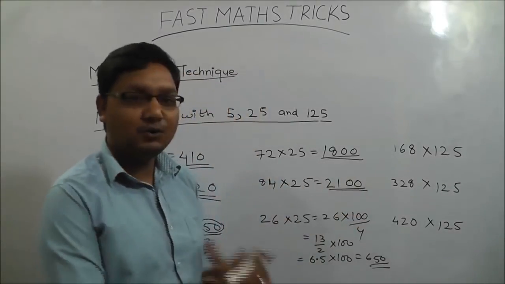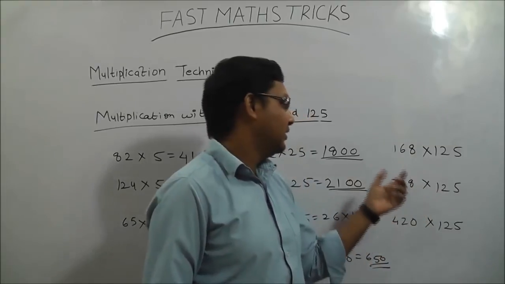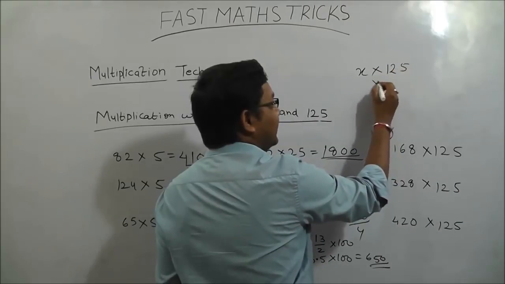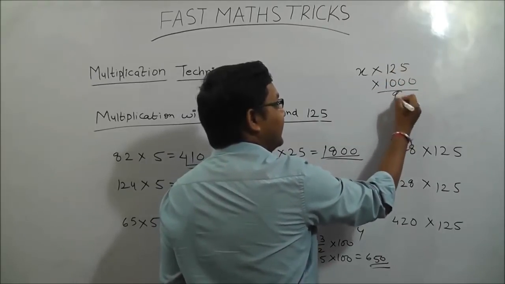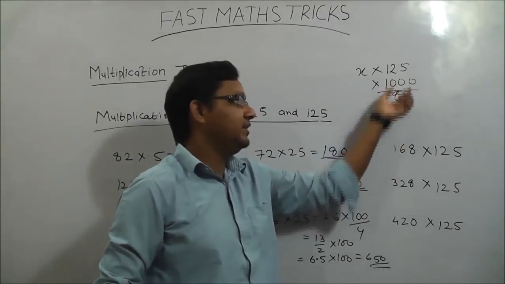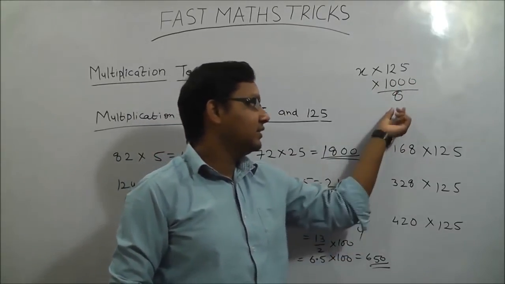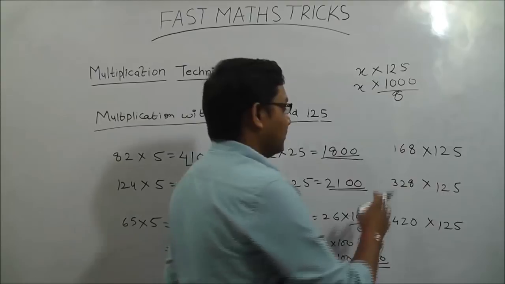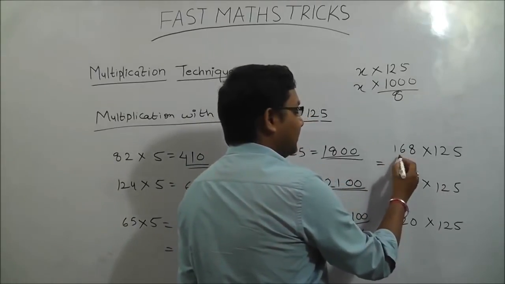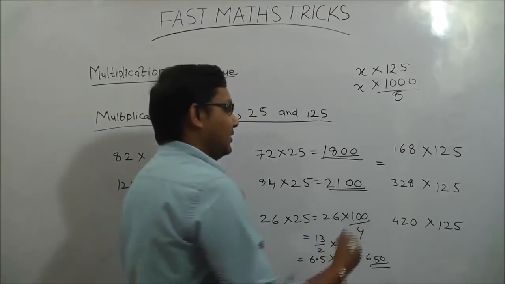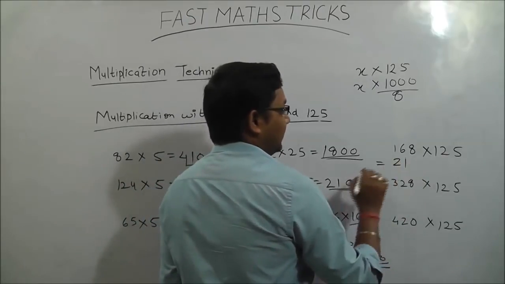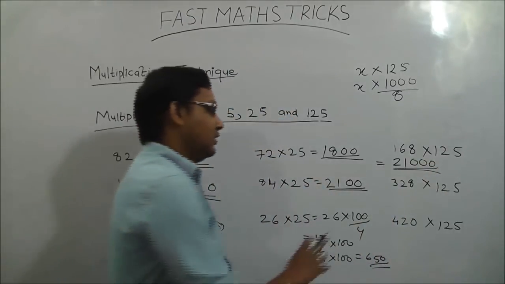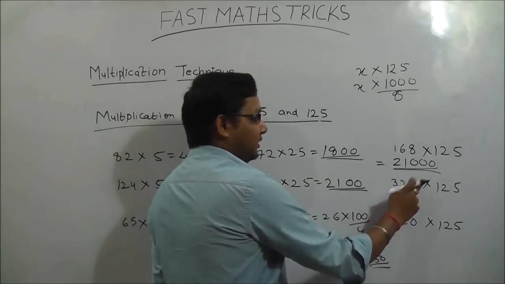So now let us see how to multiply with 125. Okay, so any number multiplied with 125 means it is multiplied by 1000 and then divided by 8, because 1000 upon 8 is 125. So we have to divide the number first by 8 and then put 3 zeros. Okay, so dividing 168 by 8, we get 21 and then put 3 zeros. So directly 21,000.